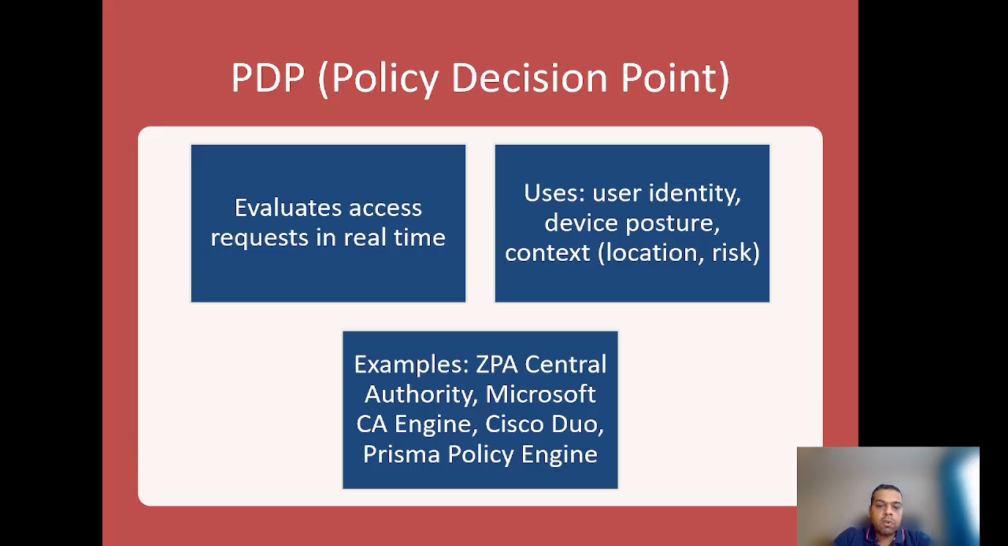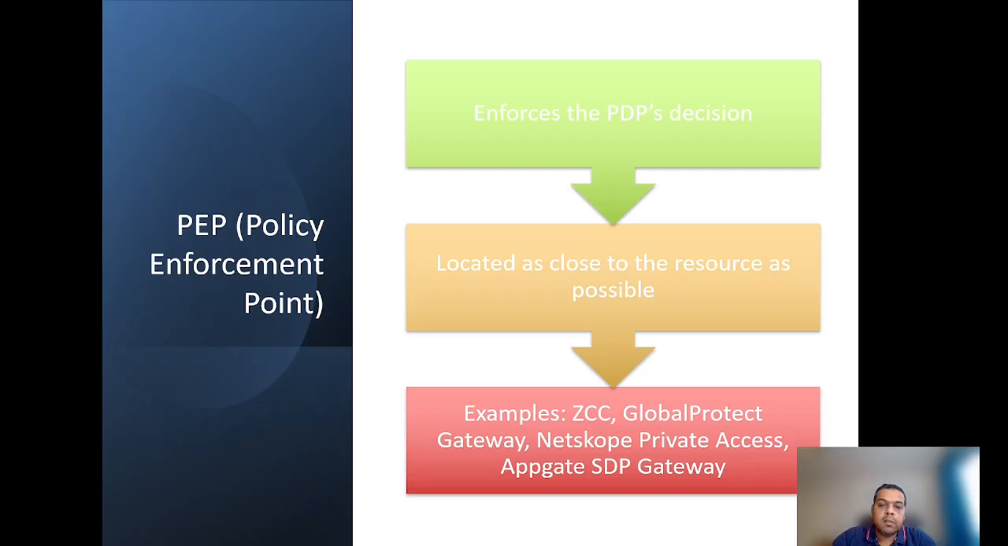Some examples of PDP include, if you talk about the SASE SSE platforms, Zscaler Central Authority, which is the brain of the Zscaler platform, where all the decision making happens. Microsoft Conditional Access Engine, Prisma Access Policy Engine from Palo Alto. So these are some of the PDPs when we talk about vendors.